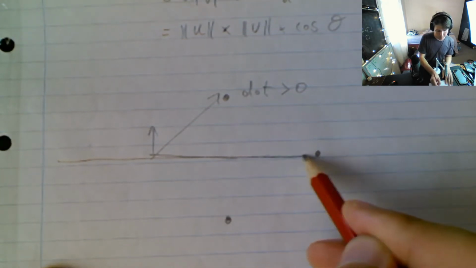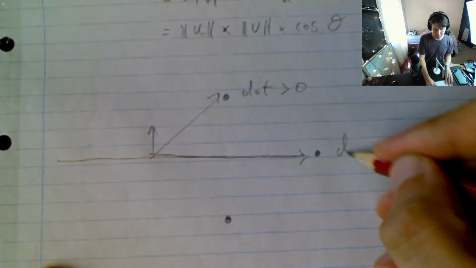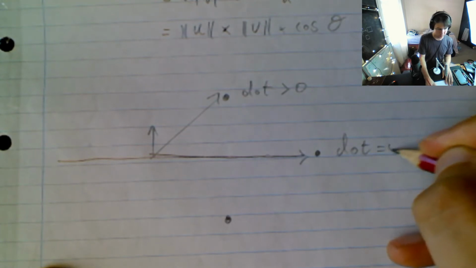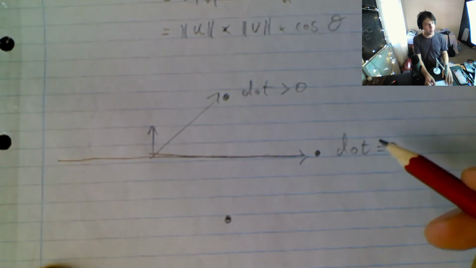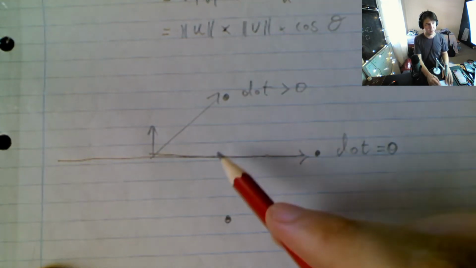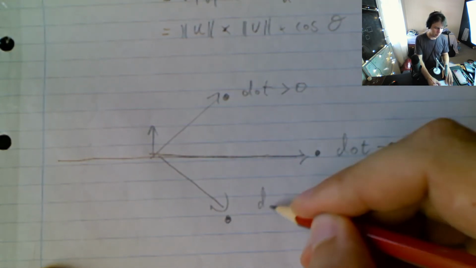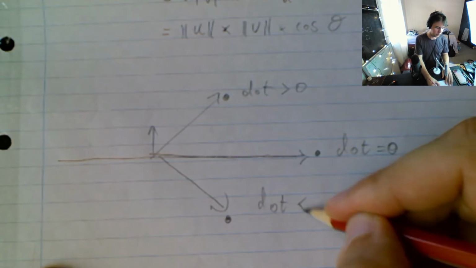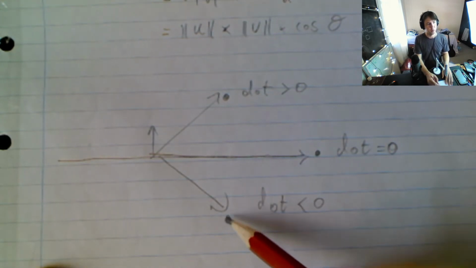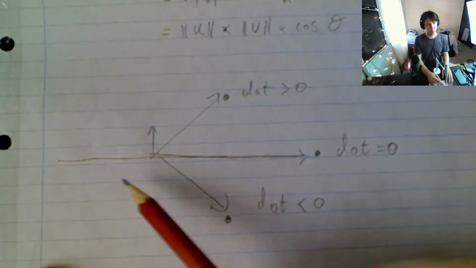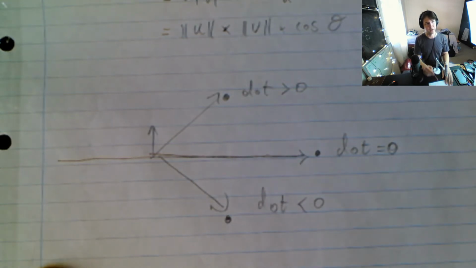If the dot product is exactly 0, well then we have a 90-degree angle, probably don't draw it. And if the dot product is less than 0, well then this wall is not facing the player and it shouldn't be drawn. Cool, so let's look at how we actually implement that.